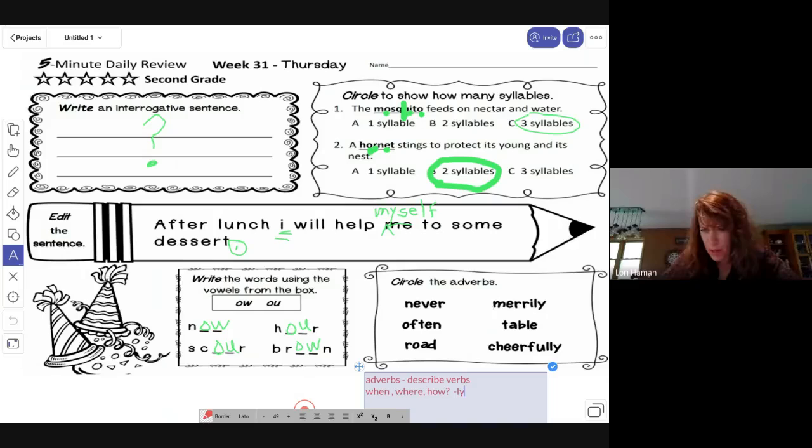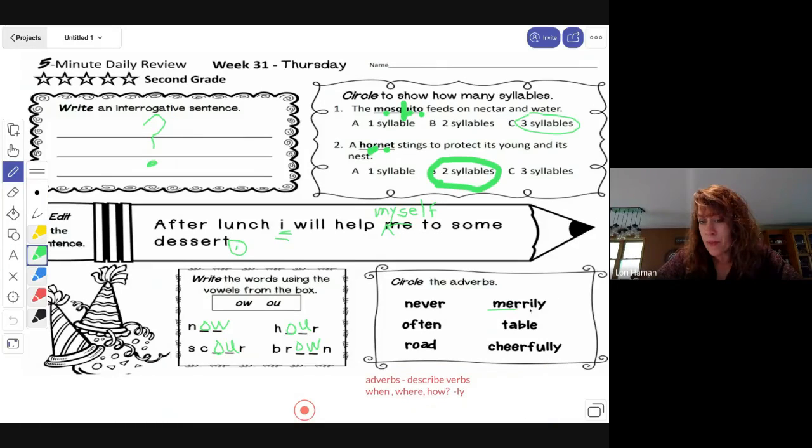So you see these here? Merrily. Merrily we rode along. How did you row? Merrily. So that is an adverb, right? We have cheerfully. I cheerfully said happy birthday to my grandma. How did you say it? Cheerfully. So both of those answer how. Now, do we have any that will talk about where? No, it's not going to be the same as these things. You can't say on the road.